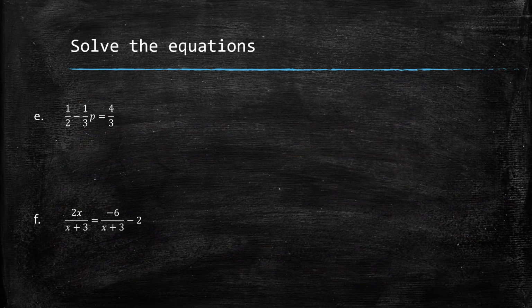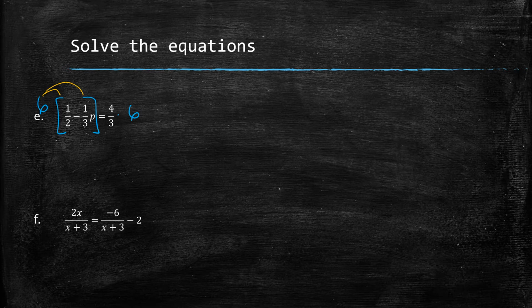Okay, part E. So again, we have fractions. You can either work with the fractions or clear them. So let's just go ahead and clear the fractions in this problem. We want to multiply both sides of the equation by the LCD, the least common denominator, which is a 6. So I'm going to multiply both sides of the equation by 6, and this will clear the fraction.